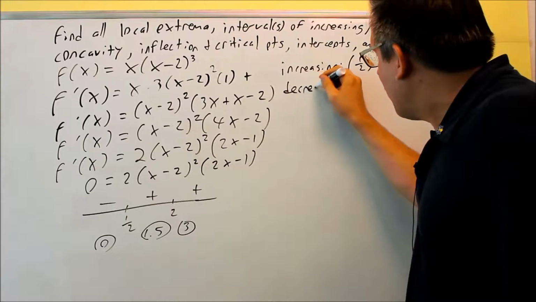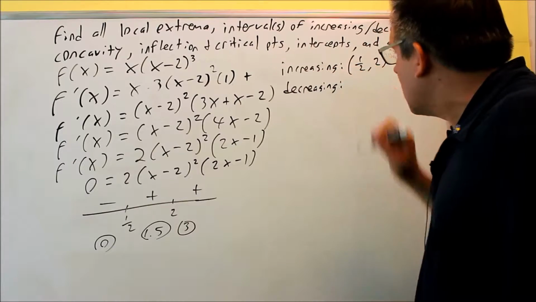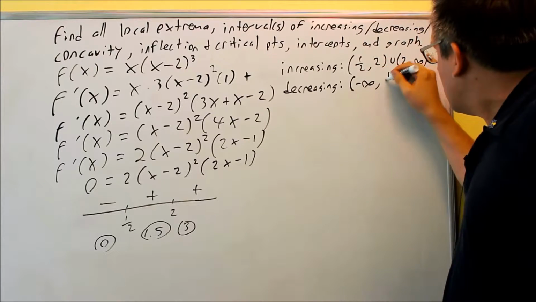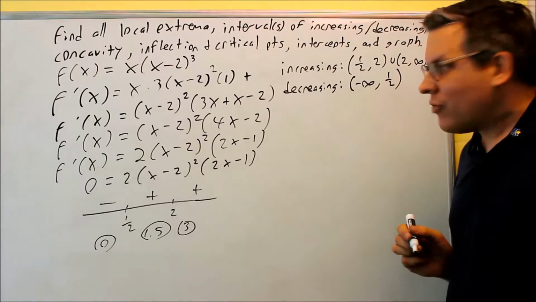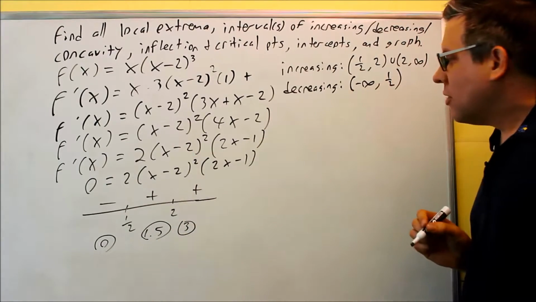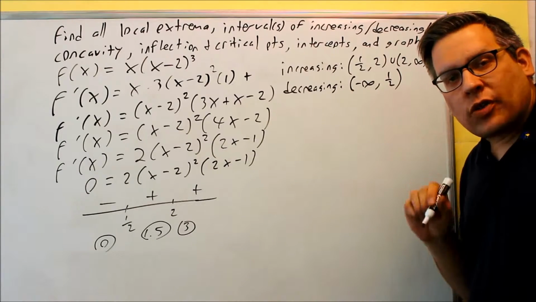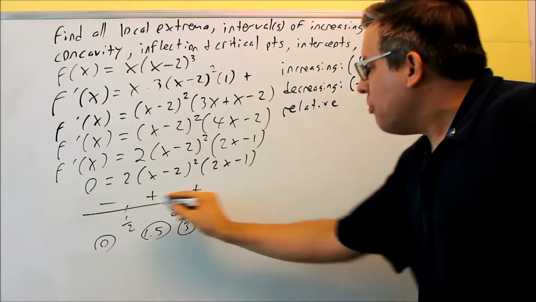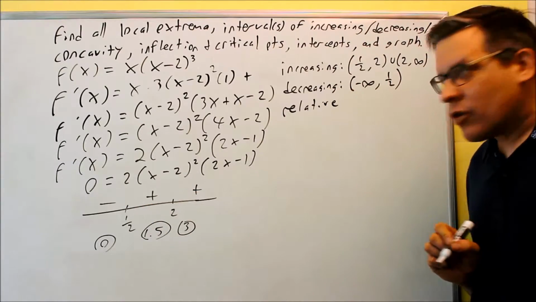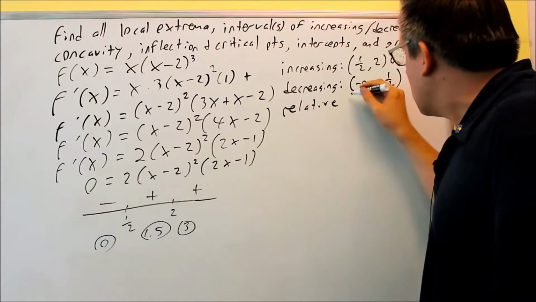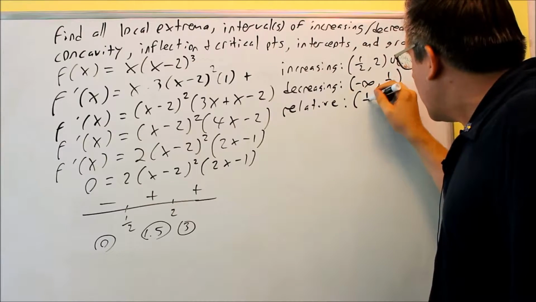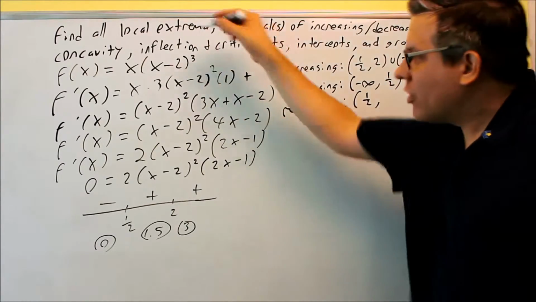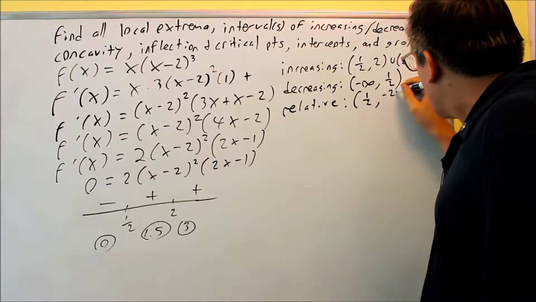Next, I have decreasing. That's where I have a negative sign. Negative infinity to 1/2 is where I have a minus. It's decreasing. What I can also find is my relative extrema. I have a relative min at 1/2 using the first derivative test, negative to plus. So that's going to be 1/2, and then I got to put 1/2 back into the original one. If you put 1/2 in there and work it out, you can work that out on your own.